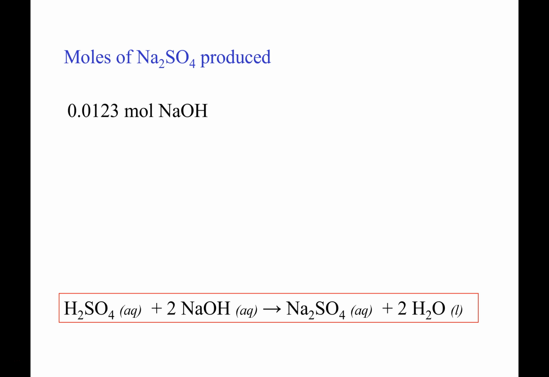So earlier when we did the problem, we came up with 0.0123 moles of NaOH. Now I want to get from moles of NaOH to moles of Na2SO4, and I'm going to use the stoichiometry here, that 2 moles of NaOH will react and form 1 mole. So we can introduce a ratio. What would that look like to get from moles of NaOH to moles of Na2SO4? Moles of that per 1 mole of Na2SO4? It would. But what needs to go on the top, what goes on the bottom?